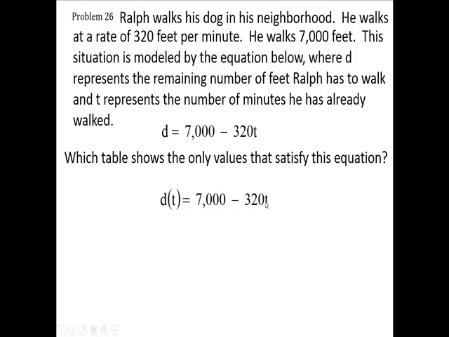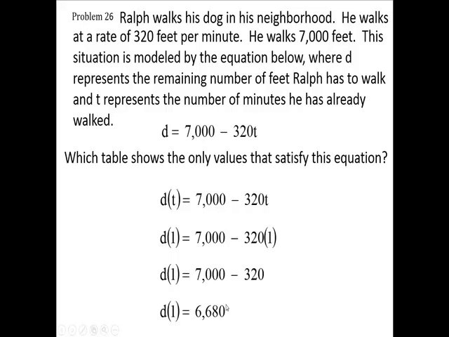In place of T here, instead of D of T, we're going to put D of 1. So put 1 right here. After 1 minute, he's walked 320 steps. How much does he have left to go? 7,000 minus the 320, or 6,680. So that's the first number. So when T is 1 minute, the distance left to walk is 6,680 because he walked 320 steps already.